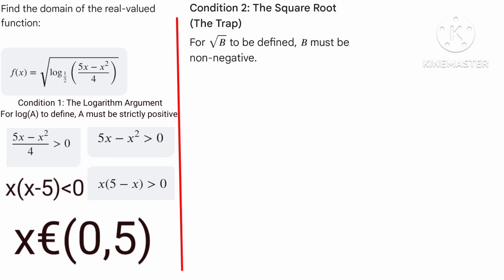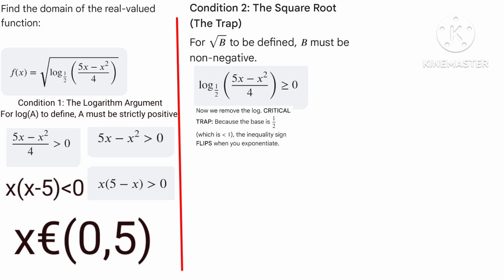Condition number 2. The square root is one of the traps. For root b to be defined, b must be non-negative. So logarithm of 5x minus x square by 4, base 1 by 2, is greater than or equal to 0. Now we remove the log. It is a critical trap because the base is 1 by 2, which is less than 1. The inequality sign flips when you exponentiate.